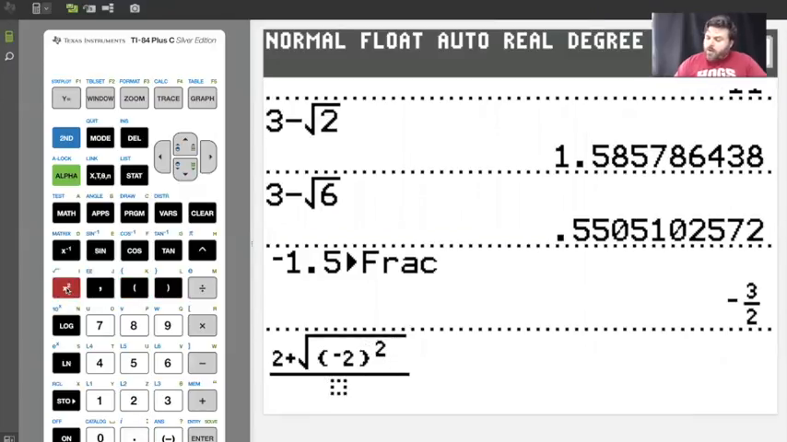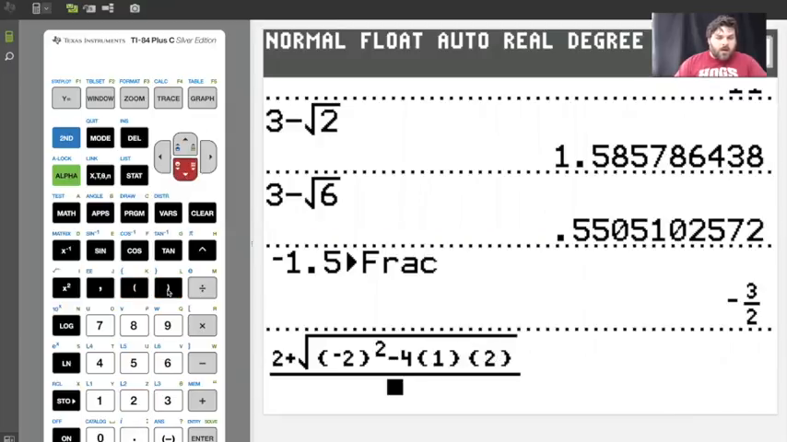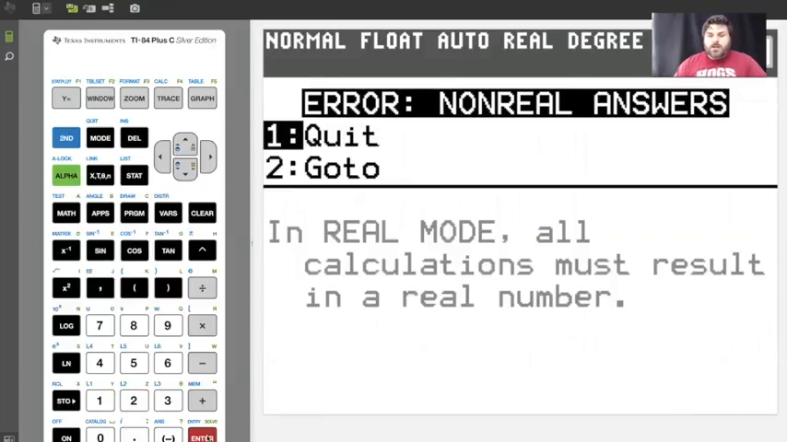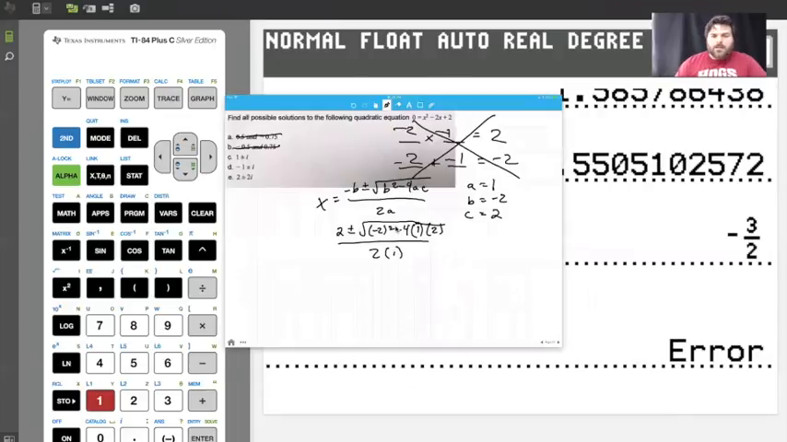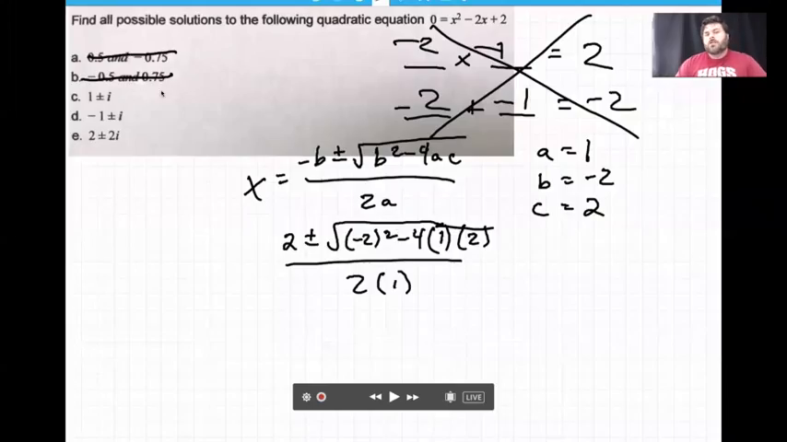Anytime you plug in a negative, always use parentheses, especially with your calculator, times a, times c, all divided by 2a. Now I could just put 2 because I know 2 times 1 is 2. Hit enter, it says, in real mode, all calculations must result in a real number. Interesting. Error, non-real answers. Okay. So that means there's an imaginary number here. Oh, that makes sense, right? Because I already determined that because the graphs of the left side and the right side never intersected, I must have imaginary roots. Graphing calculator won't do this, okay?